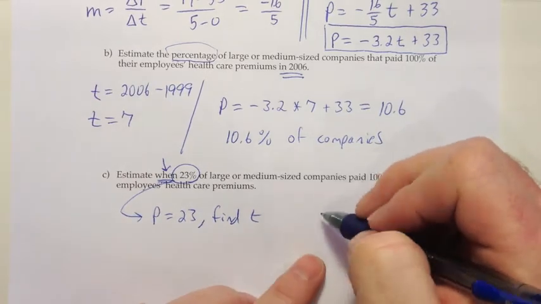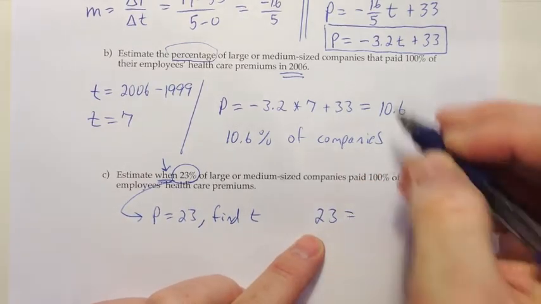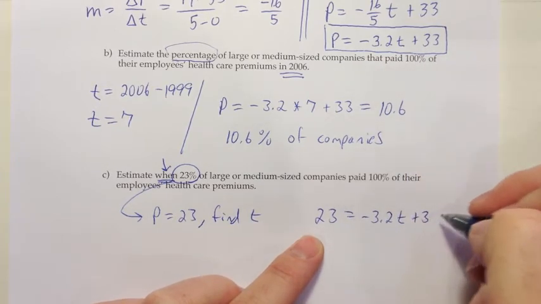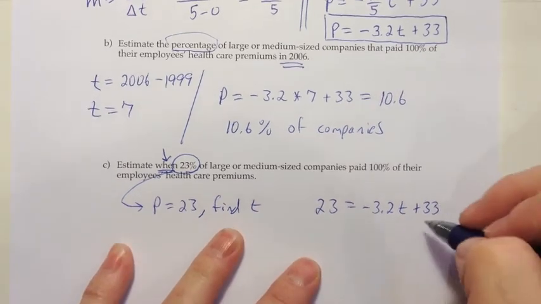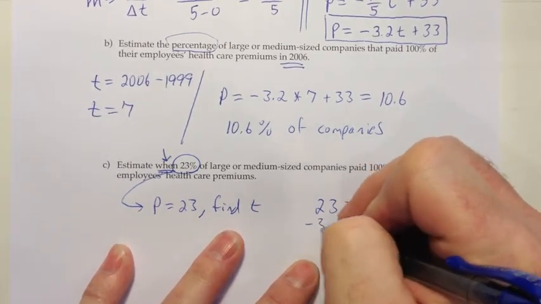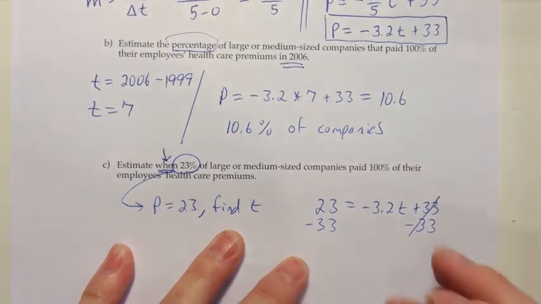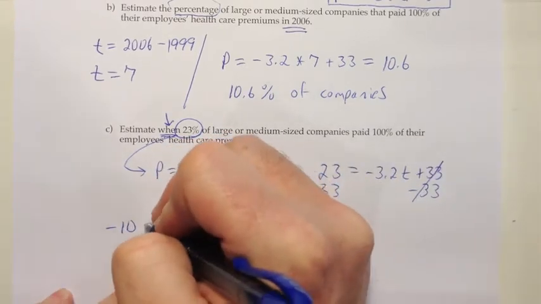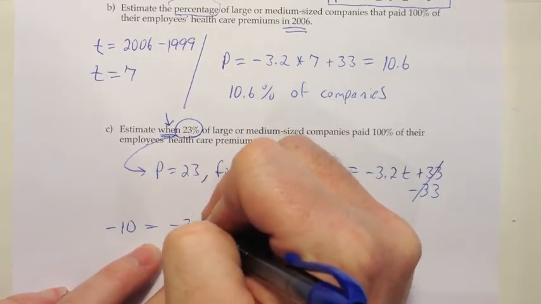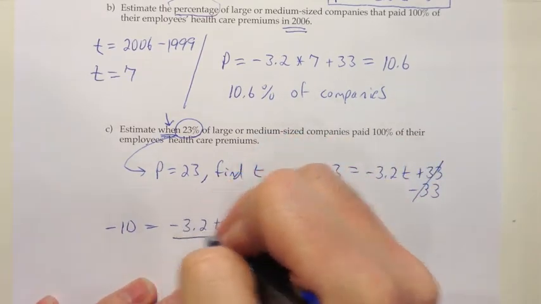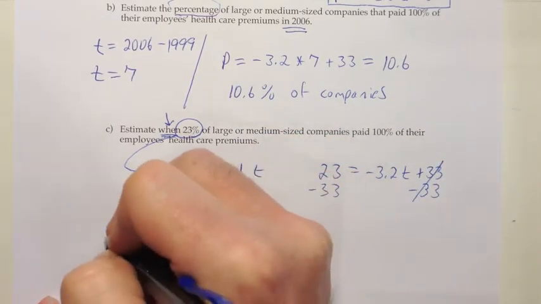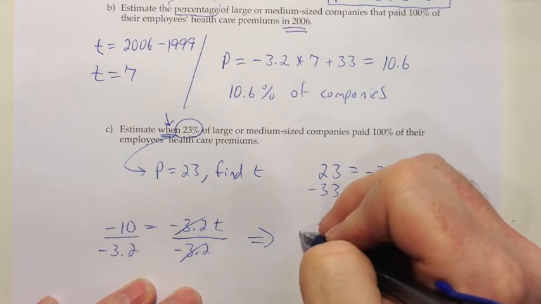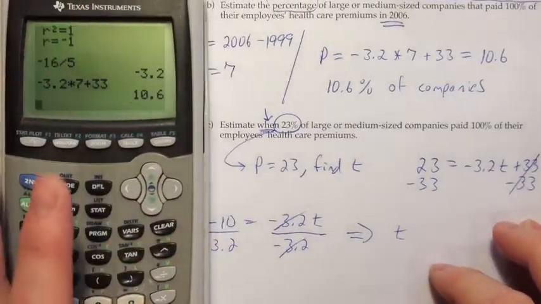So for p we put the 23, that's equal to negative 3.2 times t plus 33. And now we're going to just do the algebra to solve for t. So I would subtract 33 from both sides to try and get the term with the t by itself. That cancels these out. So then I have negative 10 is equal to negative 3.2t. And then to get t completely by itself, I would need to divide both sides by negative 3.2. Those cancel out. And it's probably going to be a messy answer. Let's see what we get on the calculator.